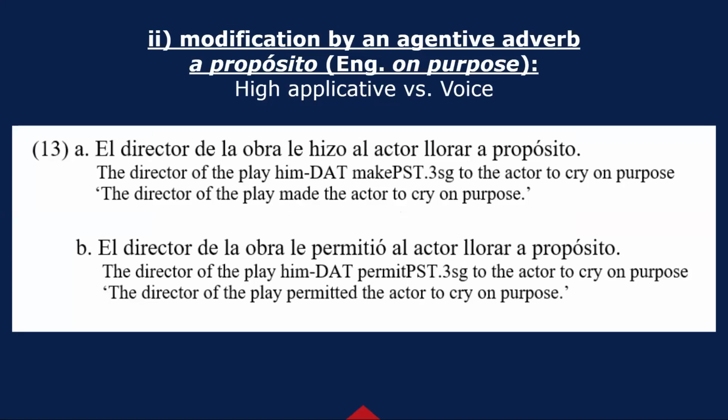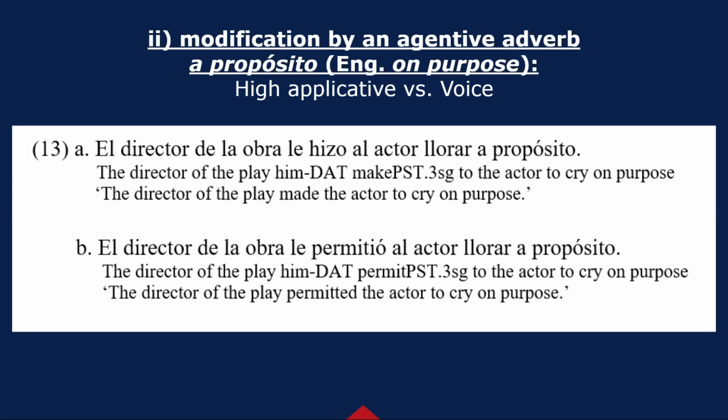To verify which of two phrases exist in each structure, we can use the second test, the modification by an agentive adverb. Kim 2011 argues that the high applicative phrase and voice phrase are similar. Both phrases combine with the verbal phrase and introduce an external argument to small VP. However, the voice phrase has the agentive feature, while the high applicative phrase does not.